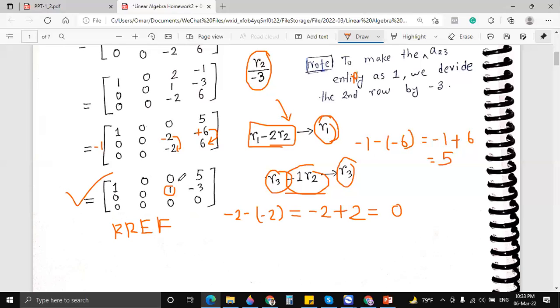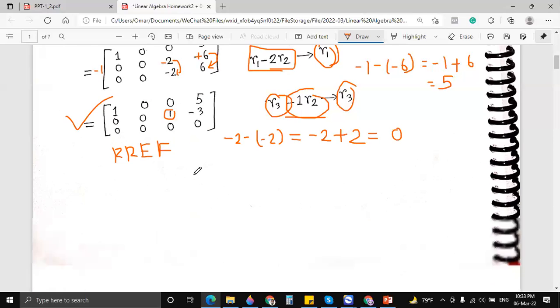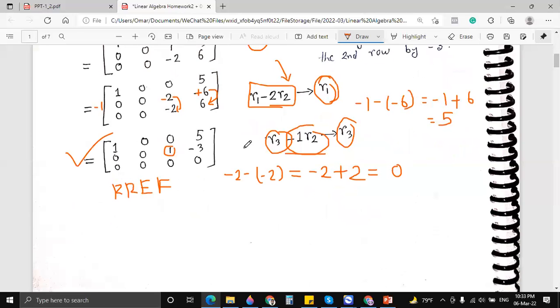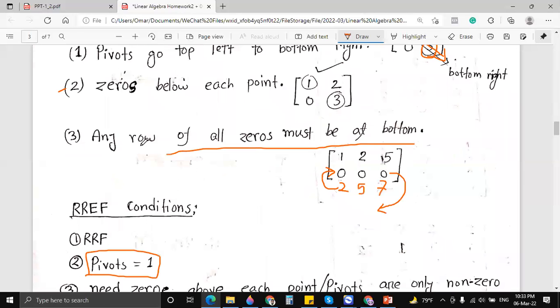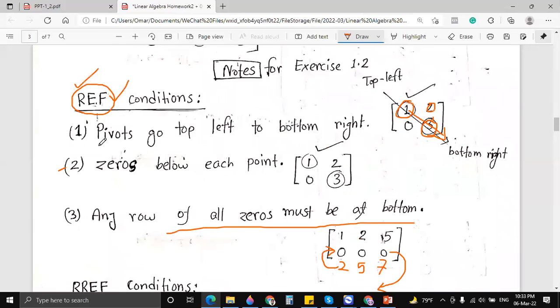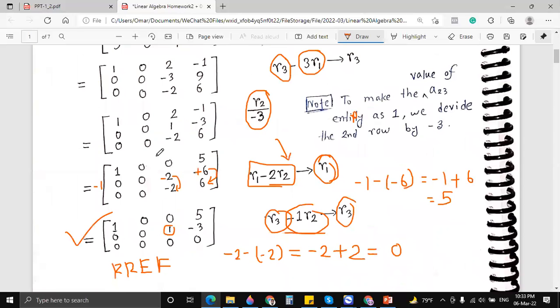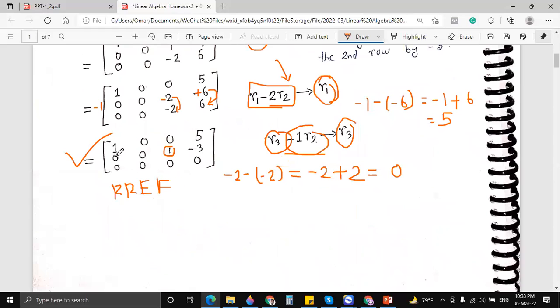And to ensure this, we have to think about these six conditions, okay? Firstly, pivots go from top to bottom, right? So let's see where our pivot points are. Here is our first pivot point, and here is our second pivot point. So we can see that it is going from top left to bottom right, right?